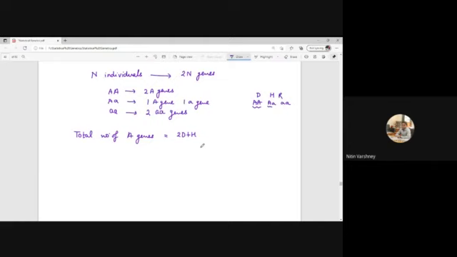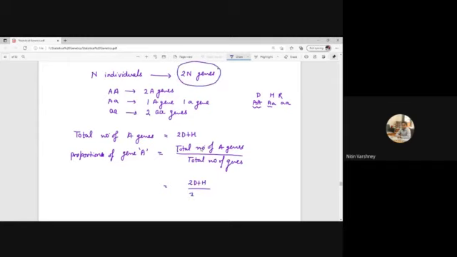Now therefore, if I want to find the proportion of gene A, the proportion of gene A is, in the formula way, the total number of A genes divided by the total number of genes. So the total number of A genes is 2D plus H and the total number of genes is 2N. So this will be 2N.